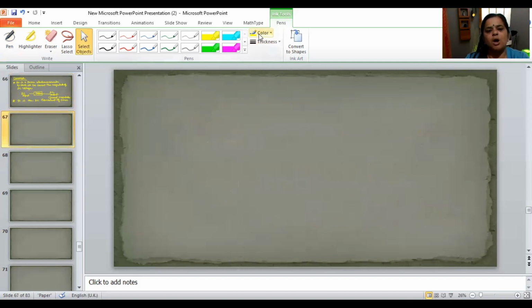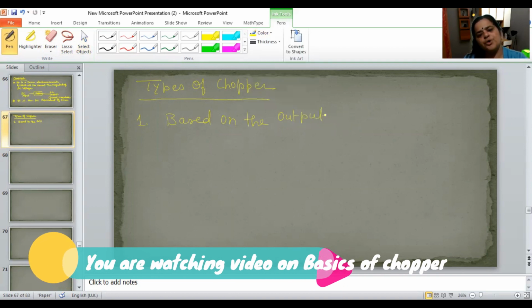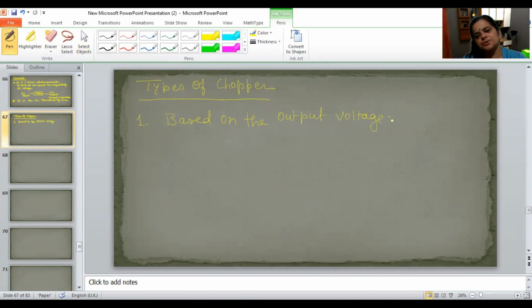Now let us talk about the types of chopper. There are many ways by which we can classify the chopper. One is based on the magnitude of the output voltage. Accordingly, the choppers can be classified in two ways: one is the step up chopper and the second is the step down chopper.